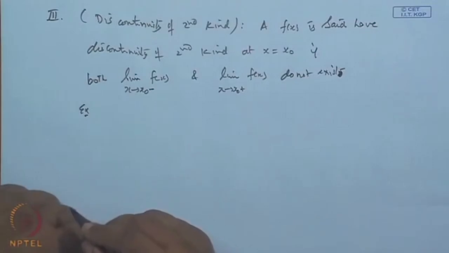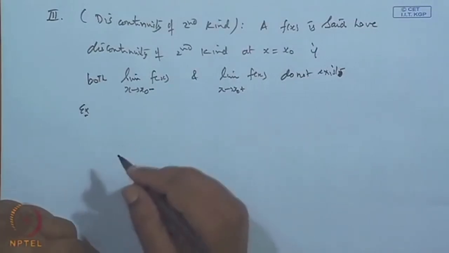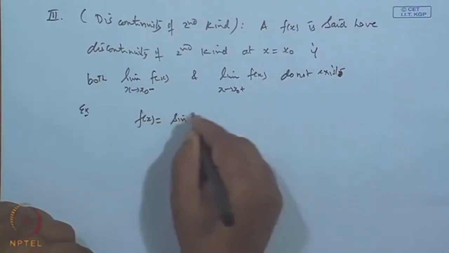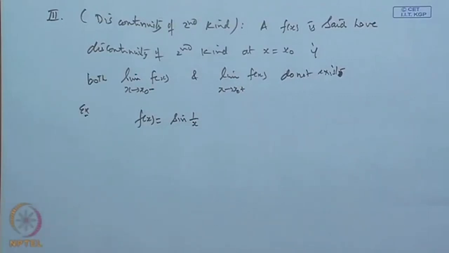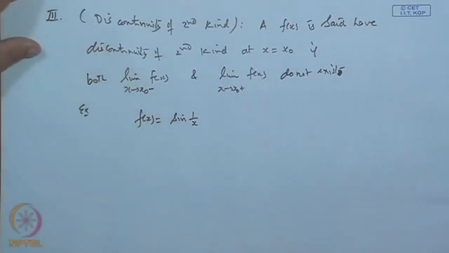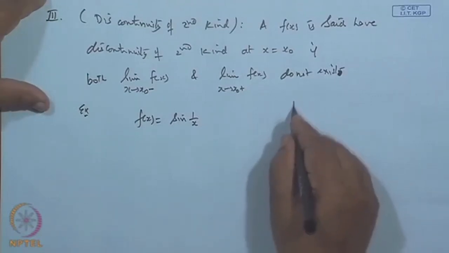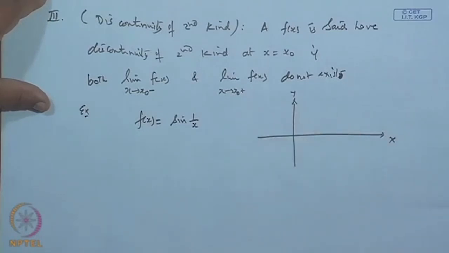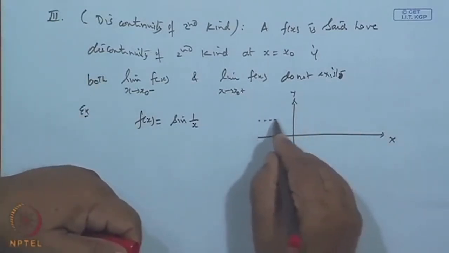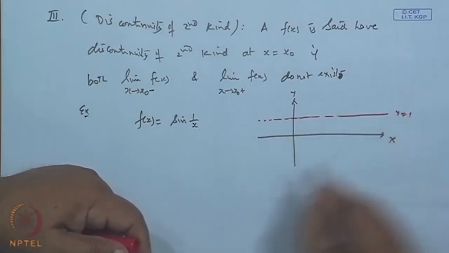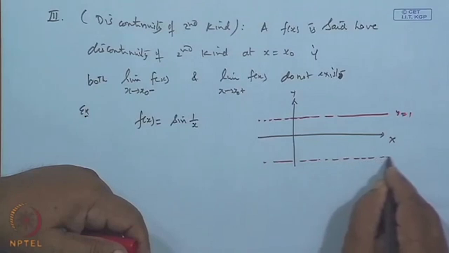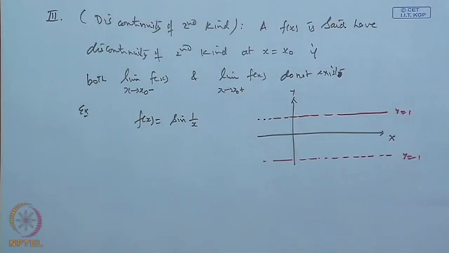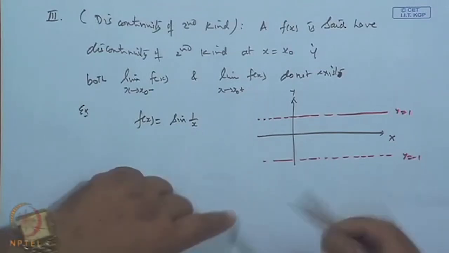if we take f(x) equal to sin 1 by x. This we have seen already. What is the behavior of this function? Here is x, this is y, and I take y equal to 1 and y equal to minus 1. If you look at the graph of this function, it will be something like that.